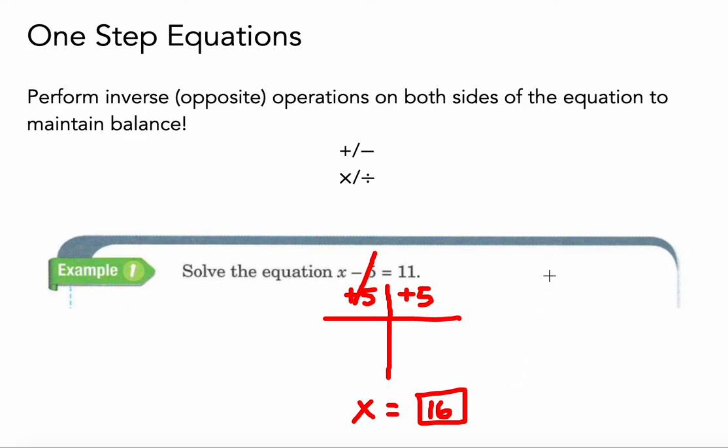If I wanted to check my work, all I need to do is substitute that back in. Instead of x minus 5 equals 11, I have 16 minus 5 equals 11. 16 minus 5 is 11. So at the end, I get a true statement, and I know that my answer x equals 16 is correct.